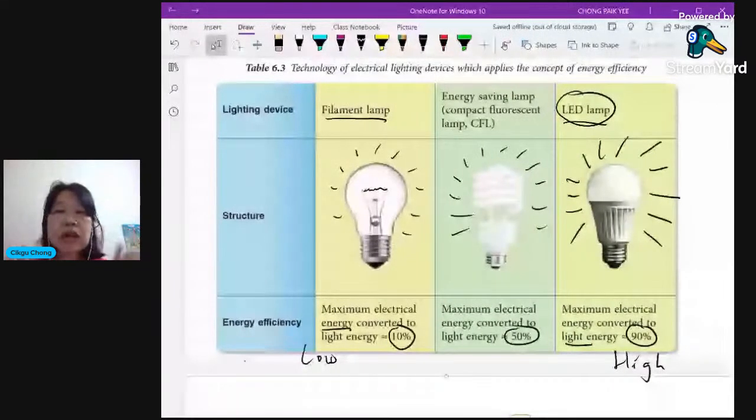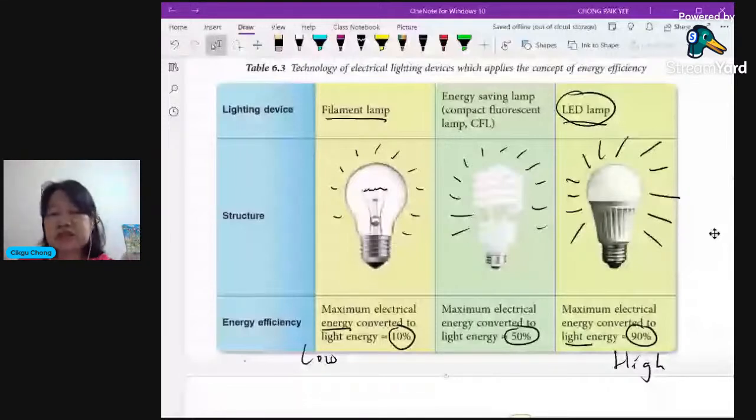Maybe one bulb like this, you buy once, of course more expensive compared to your filament bulb, but it can last you maybe more than 10 years before it rusts up. For the filament, after 2 or 3 years, you have to change a new one. So in the long run, the cost is lower. Even though you buy at one time it's more expensive, if you use it for many, many years, you find that the cost is lower, because you don't have to keep on changing it.